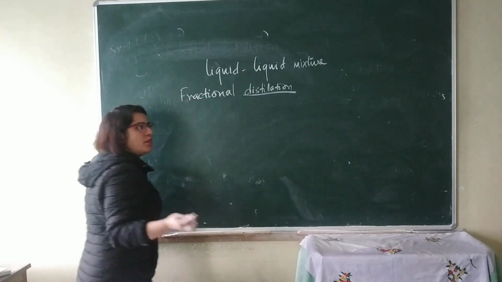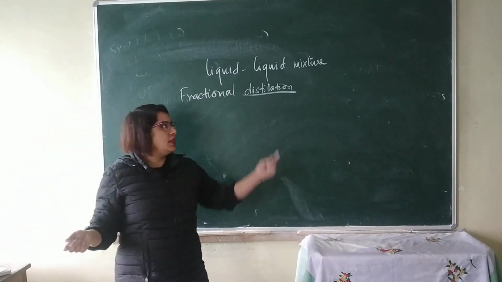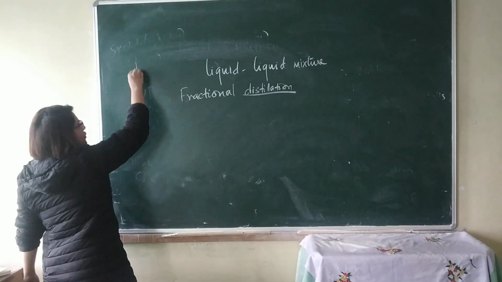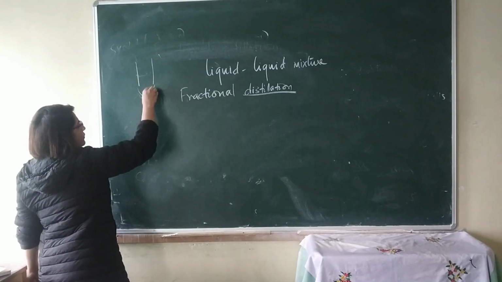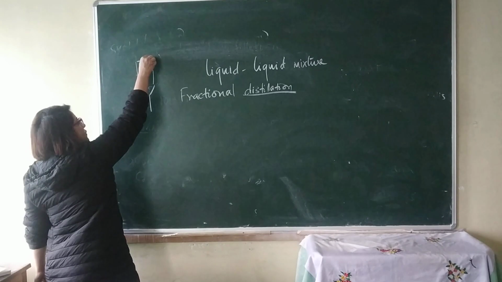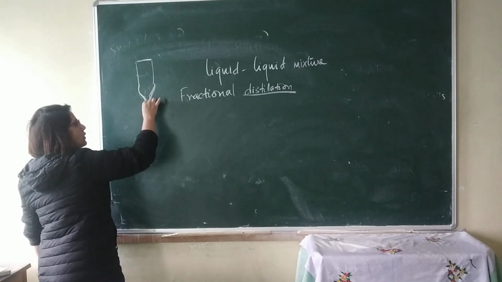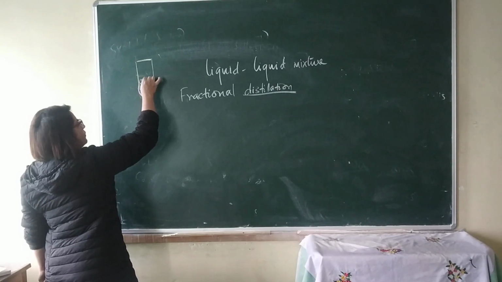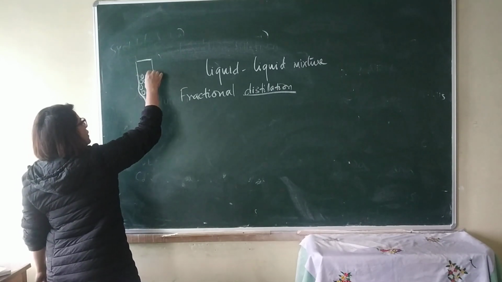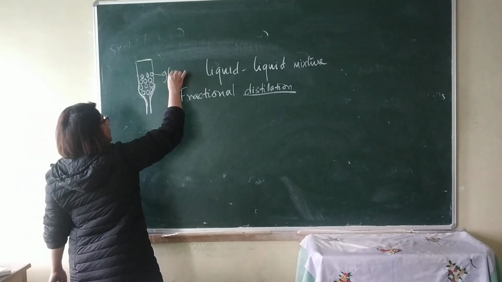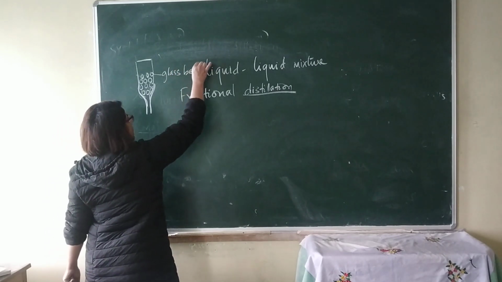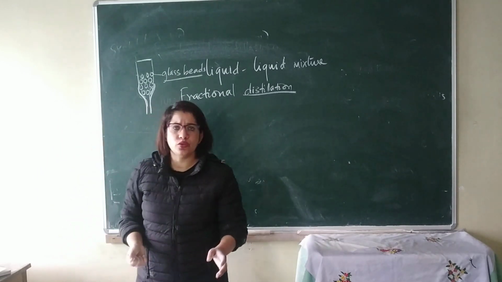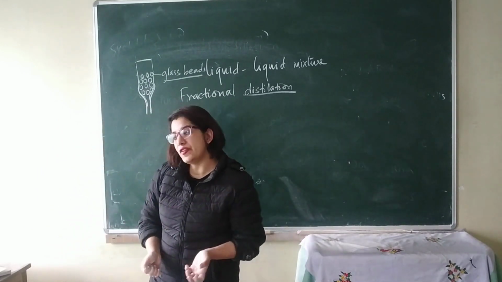The method remains the same, distillation, boiling only, okay? But here we use a fractional column. This fractional column consists of small glass beads. It is filled with glass beads which help in separation of the two vapors.